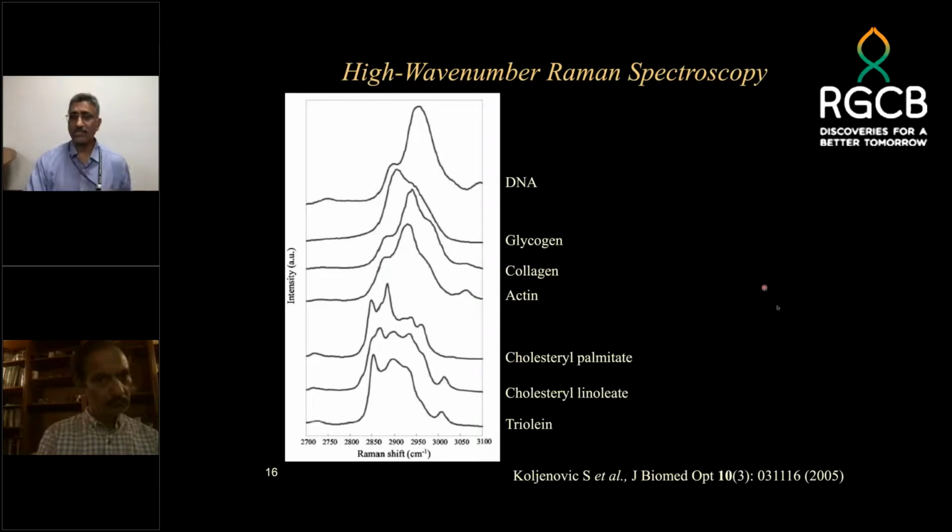Now, another important thing is that Raman can distinguish the occurrence of DNA and collagen, actin, glycogen, and many other important things which are present in your tissues. Now, this region which I am looking at is the functional region, and you can see there are clear differences which a trained computer can find out.